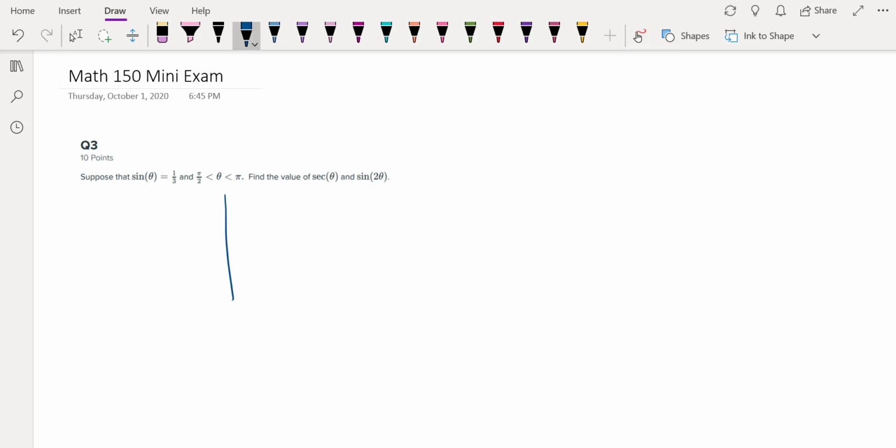So let's draw what our reference triangle would look like and see if that's any help. We can label this side our x, this side our y, and this side our r. We know that sine of theta, in this case, is equal to 1/3, but we also know sine of theta is opposite over hypotenuse, or y over r. And so we know that y would be equal to 1, and r would be equal to 3.